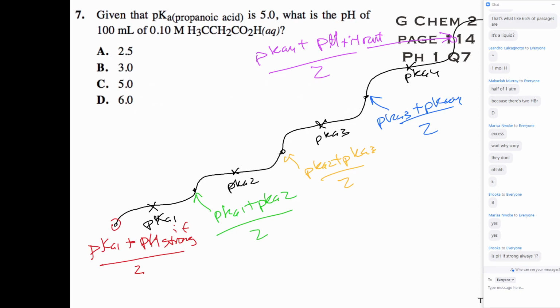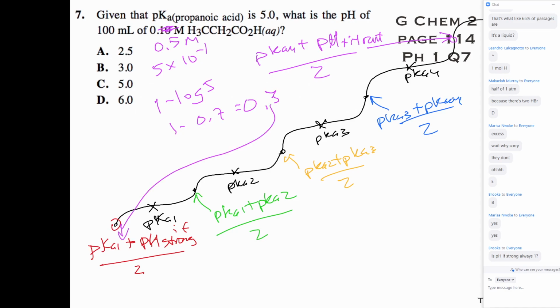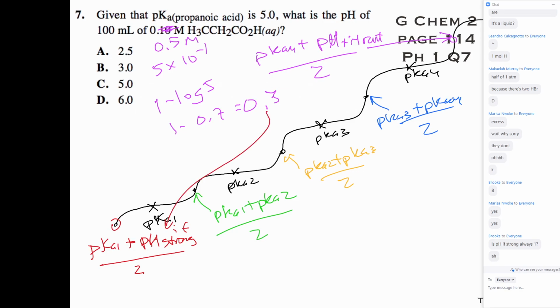Good question. If we're strong, let's mess with you a little bit. Let's say this was 0.5 molar. Then what would it be? Oh, that'd be 5 times 10 to the minus 1, so 1 minus log 5, which would be 1 minus 0.7, so it would have been 0.3. So it would have plugged in 0.3 into that equation. So it depends on the concentration.